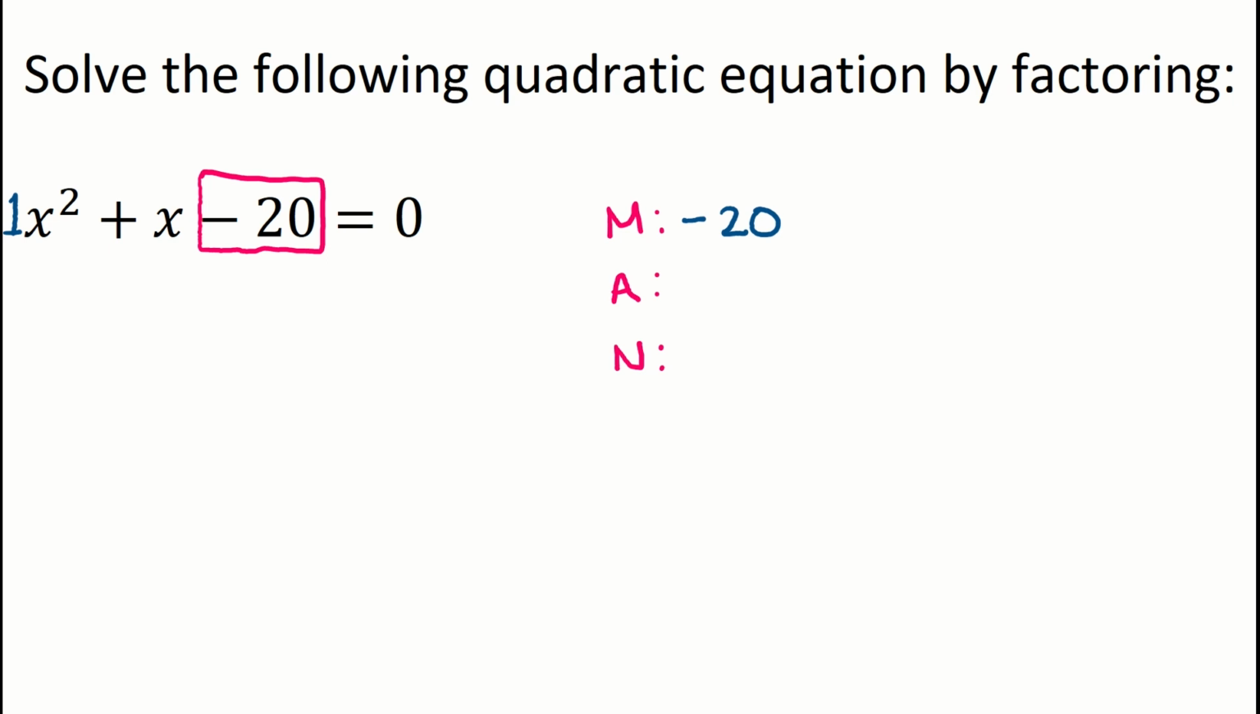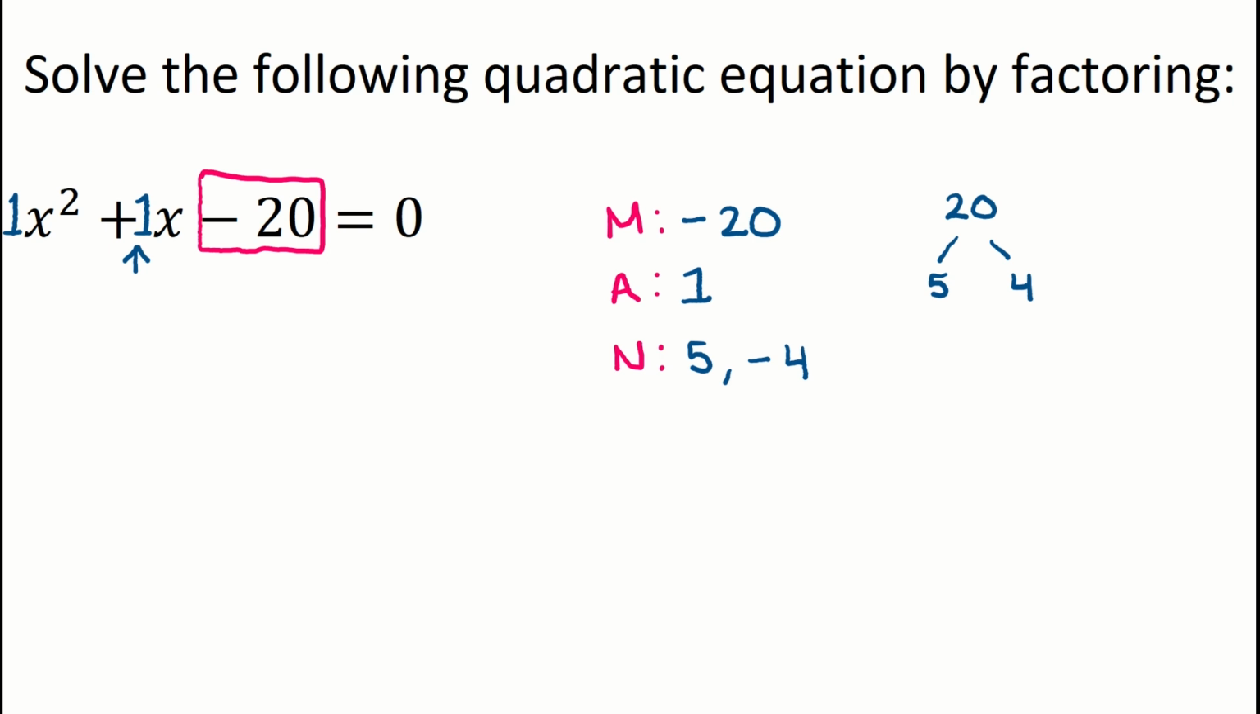And we want to add to the middle number, so the coefficient of the x term. And remember, if you don't see a number there, it's because there's an invisible 1 there. So in this case, we want to multiply to negative 20, and we want to add to 1. Then we're going to think about the factors of 20. So 20 could be broken down into 5 times 4. And because you're multiplying to negative 20, you know that one of these numbers has to be negative. But because we're adding to positive 1, it's the 4 that's going to be negative. So the numbers here are positive 5 and negative 4.